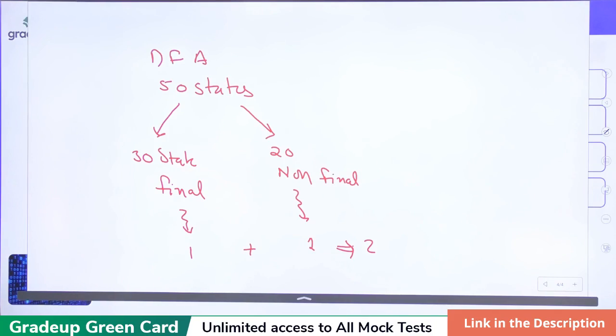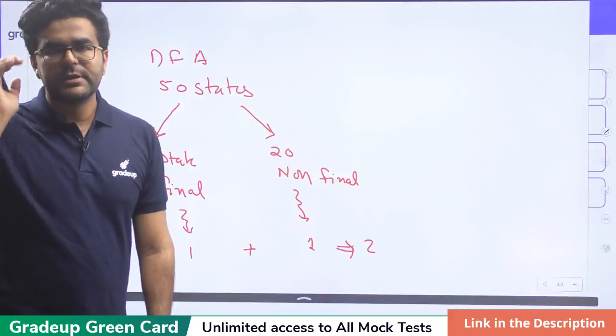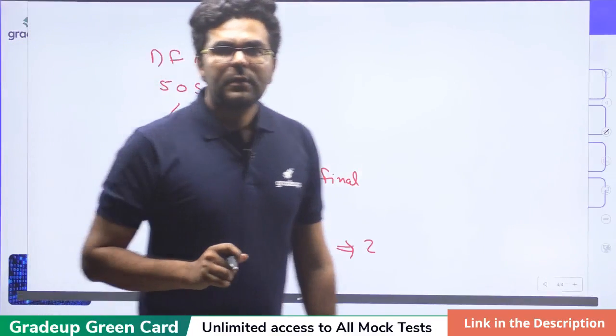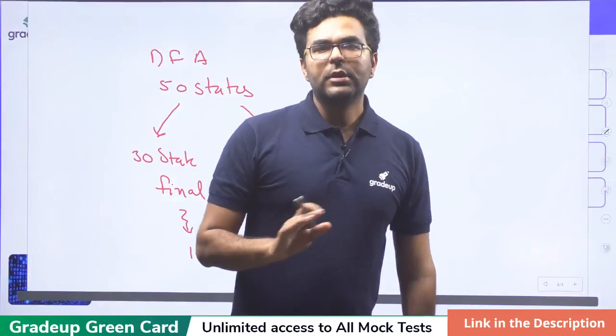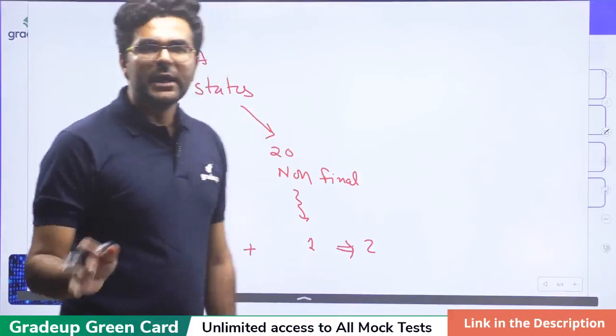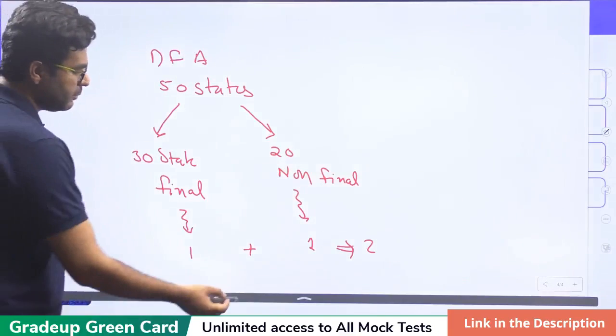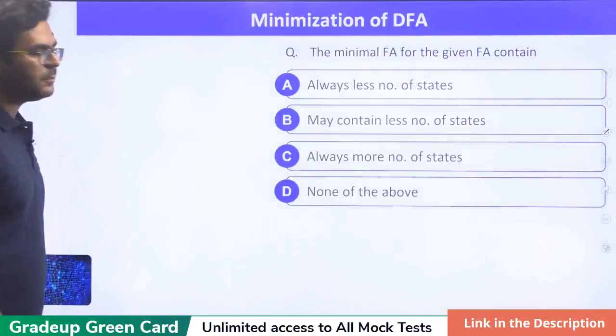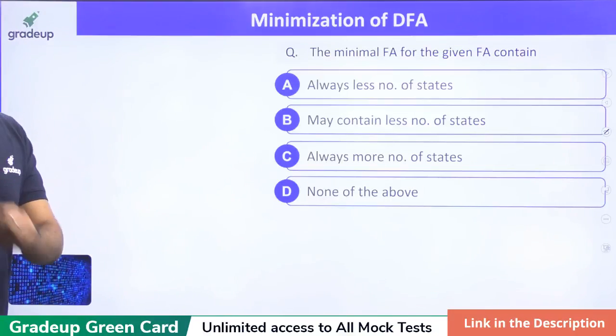Yes, Q1 is the dead state, but we'll not remove it from the automata. See, I'll try to explain it more with the help of some examples, so you will definitely get the concept.